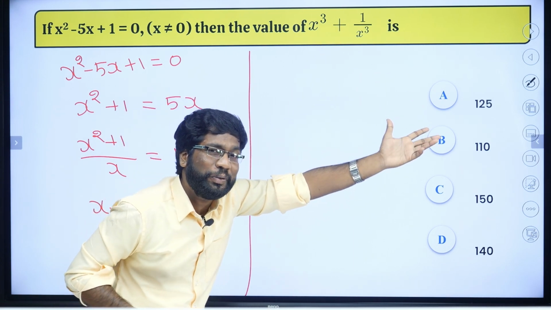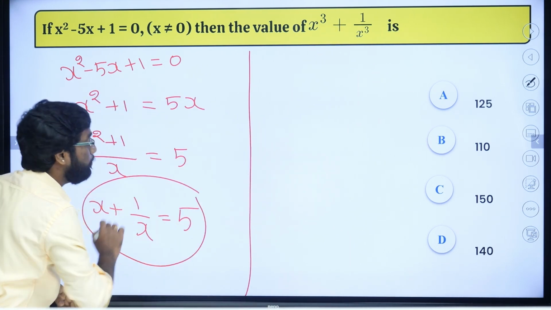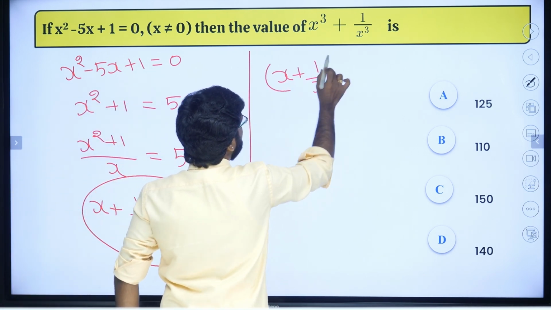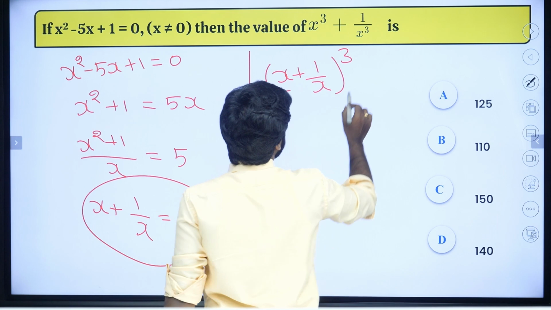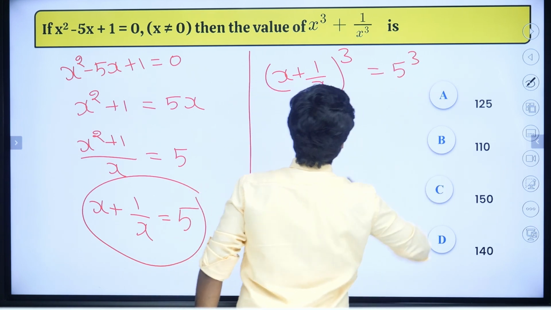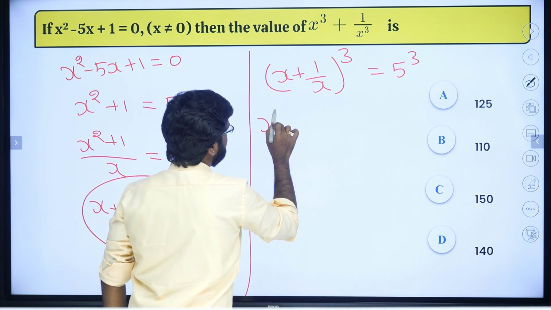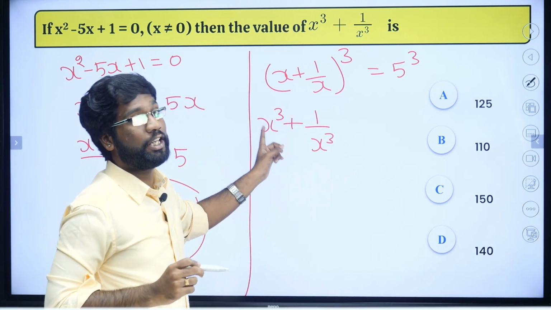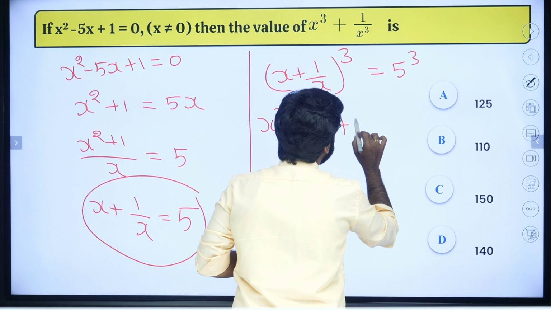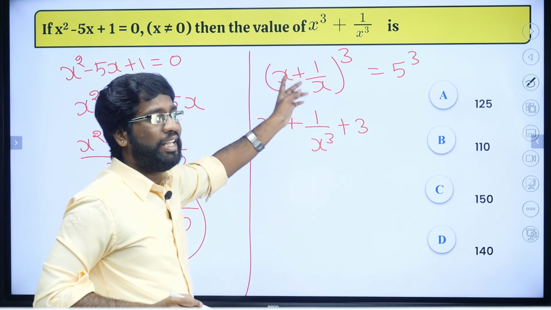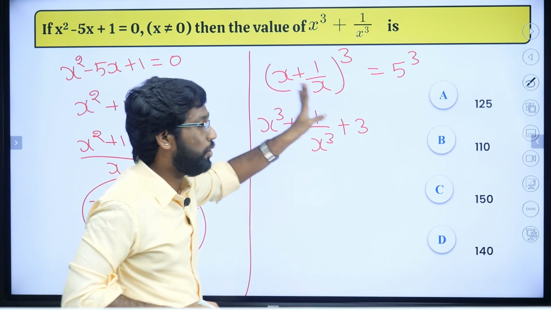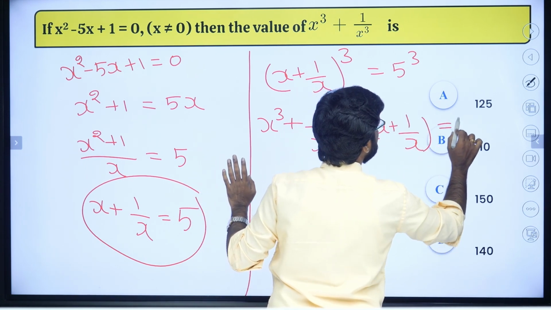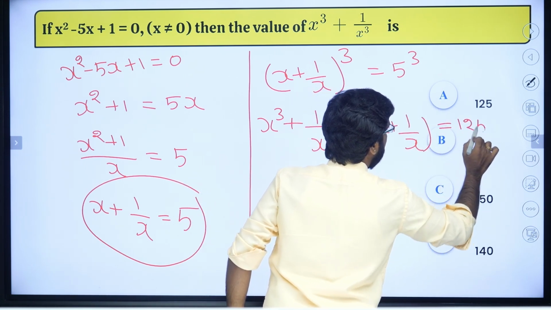Now I have to cube on both sides: (x plus 1 by x) whole cube equals 5 cube, my dear students. If I cube this, it means x cube plus 1 by x cube, because a cube plus b cube, plus 3 into ab. If it is a and b, x into 1 by x will be cancelled out, so I'll get only x plus 1 by x, equals 125.